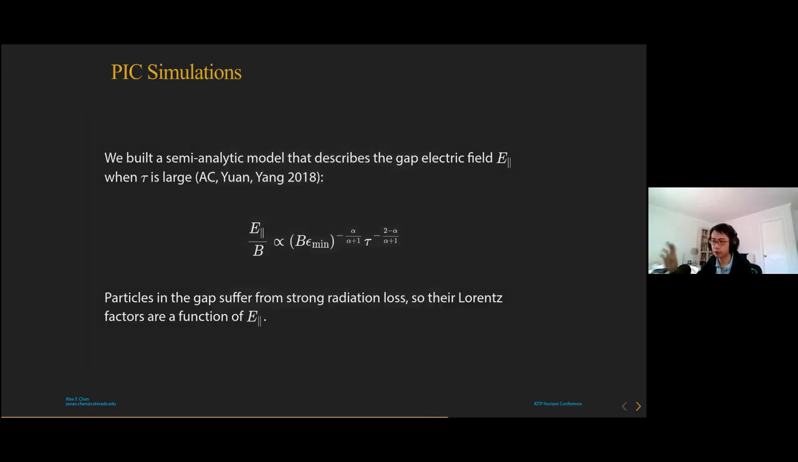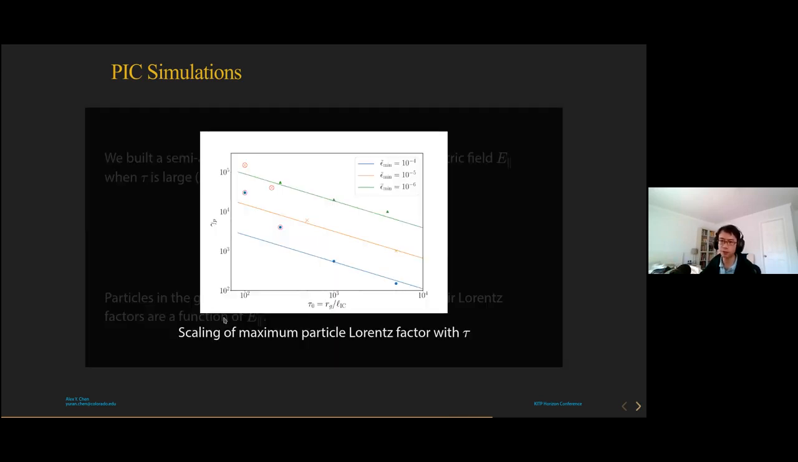Back in 2018, we built a semi-analytic model to describe what is happening. We found a pretty simple scaling law for the parallel electric field developing the gap. It depends on the B field, on the maximum energy of the power law of the soft photon distribution, which is the peak in the power law, and alpha, the slope of the power law. The particles are strongly radiation loss dominated, so their Lorentz factors are a function of E parallel. So we have a scaling law for the Lorentz factors as well, and it agrees pretty well with the simulations.